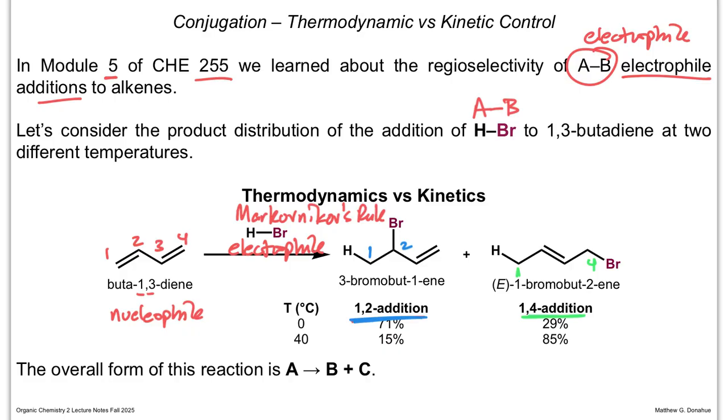Based on what we know of organic 1, maybe I need to use my hand to do this. If you had just this alkene, you can see how H and Br add there to give you this.